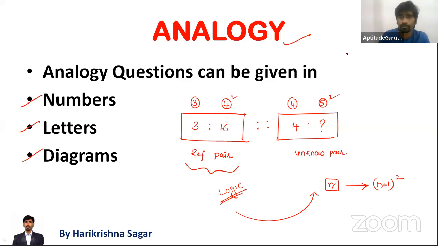Look at one more pattern here. Sometimes students think the wrong way: 3 becomes 4, so 16 becomes 16 plus 1, that is 17. That's a wrong way of thinking. Apply the same logic in order to arrive at your answer. Let's look at some more diagrams, and I can say the answer is going to be option D.